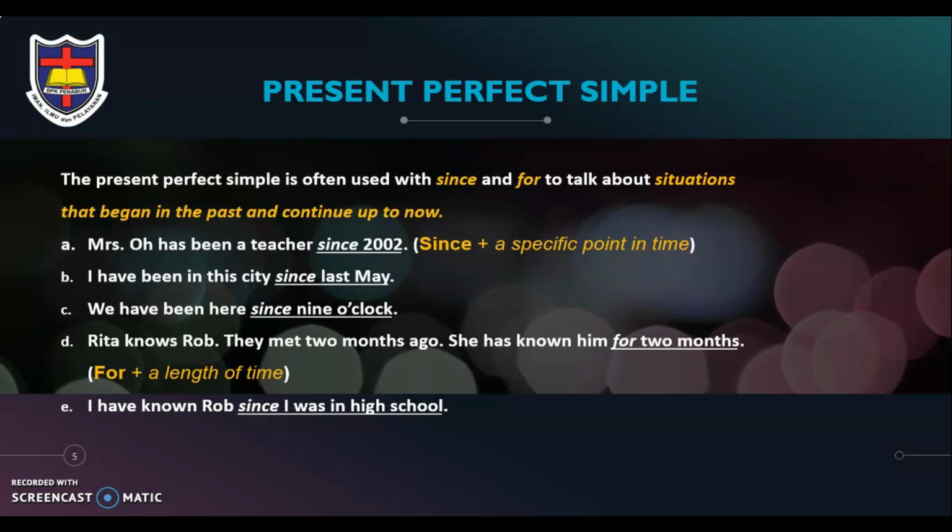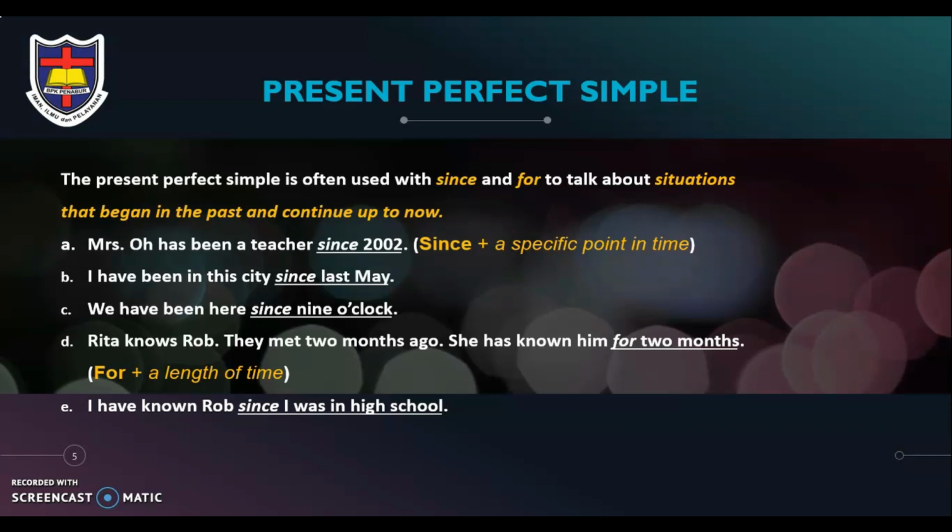I have been in the city since last May. That is a specific point in time. We have been here since 9 o'clock. Specific point in time. Point D: Rita knows Ram. They met 2 months ago. She has known him for 2 months. And last, I have known Rob since I was in high school. That is a specific point in time. Okay, so that is about since and for as two examples of time signals that can be used in present perfect simple.